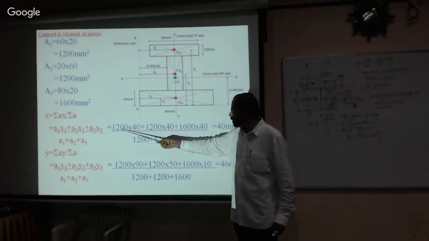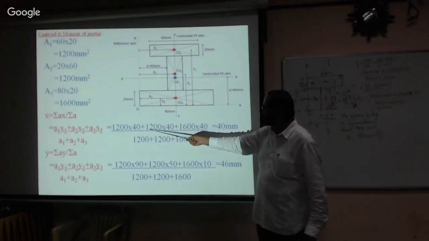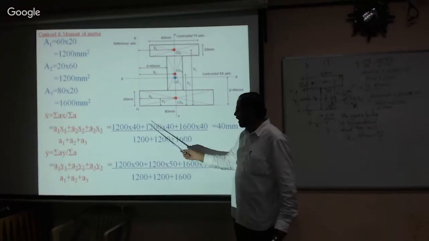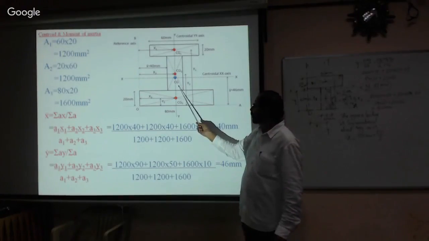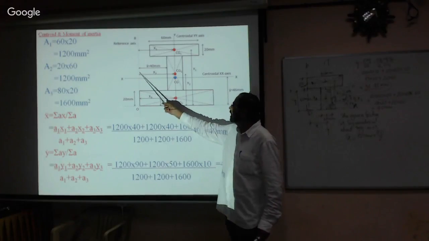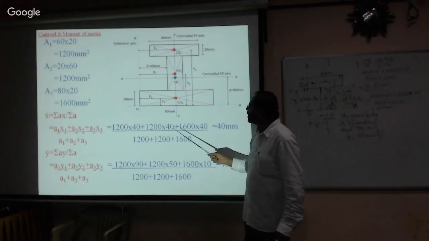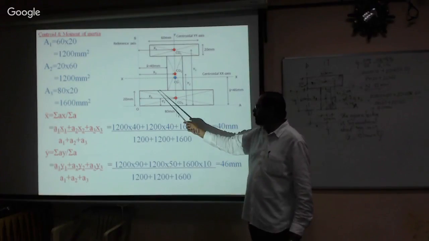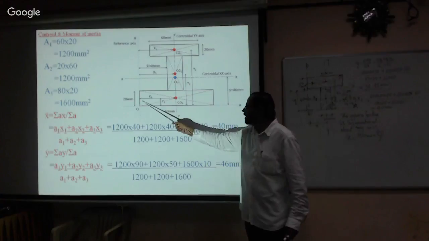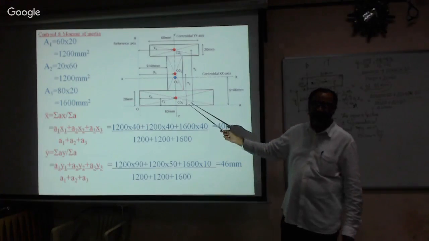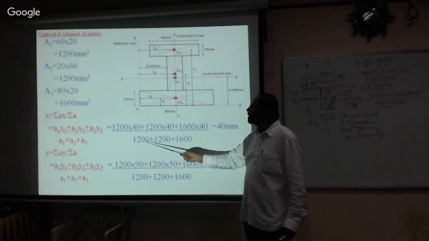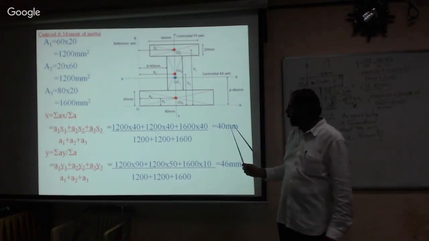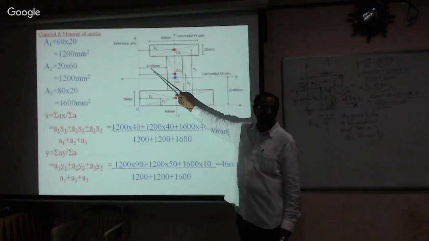Substitute the values: 1200 multiplied by 40, that is X1. X1 is 40 from OB. Similarly, the area of section 2 is 1200 multiplied by X2, which is again 40. And section 3 is 80 by 20, 1600, and X3 is from the reference to the centroid. This is area 1, area 2, area 3, and this is the answer. Therefore, X bar is equal to 40 millimeter.